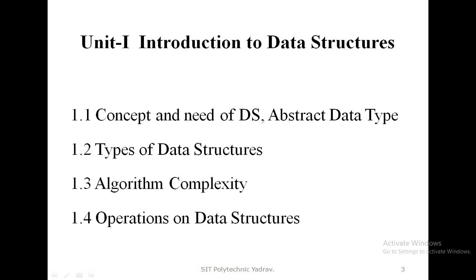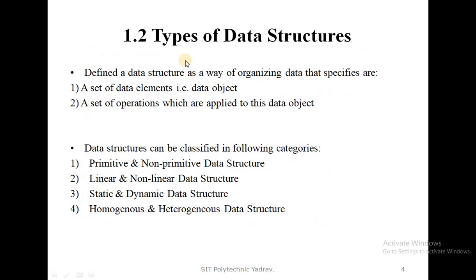Now study the next part in the first unit, Introduction to Data Structures, subpoint 1.2, that is types of data structures. Let's start the types of data structures. Define a data structure as a way of organizing data that specifies two parts. One, a set of data elements, that is the data object, and second, a set of operations which are applied to this data object. Means what?